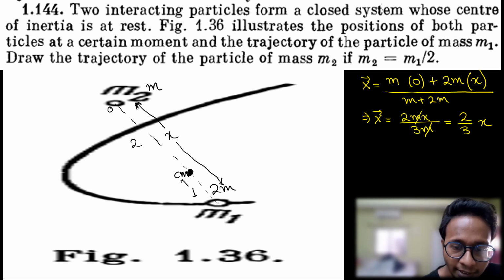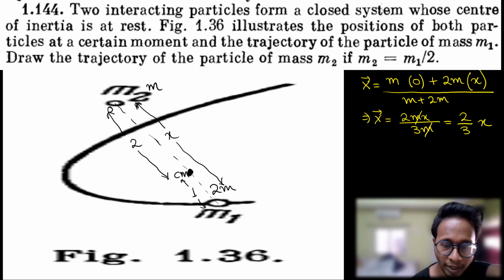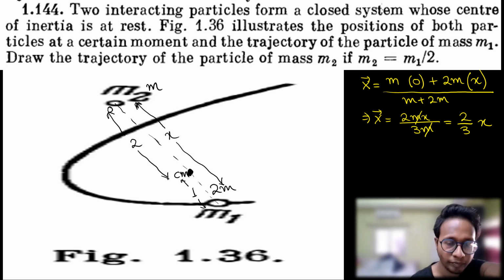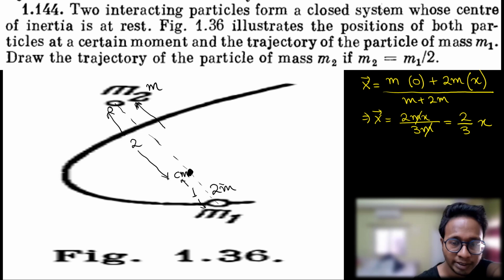So the ratio of distance of M2 to the ratio of distance of M1 from the center of mass would be in the ratio of 2 is to 1. This much is known, for the center of mass to remain static. Now what I'm doing is I'm moving M1 out here. This M1 went from this position to this position. So where will this M2 move? This M2 will move towards right, no?